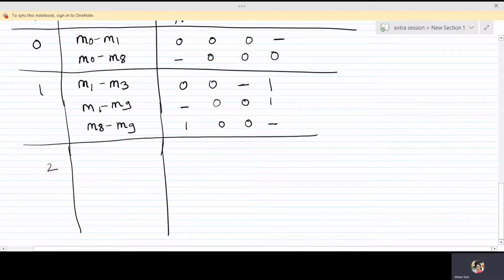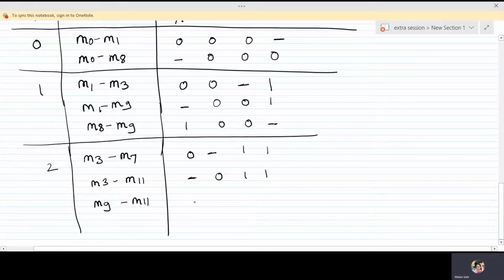Group number 2. In group number 2, we can make a pair M3 and M7, and the pair will be 0, dash, 1, 1. Similarly, the next pair M3 and M11, and the bits are dash, 0, 1, 1. The next pair is M9 and M11, and the binary representation is 1, 0, dash, 1.